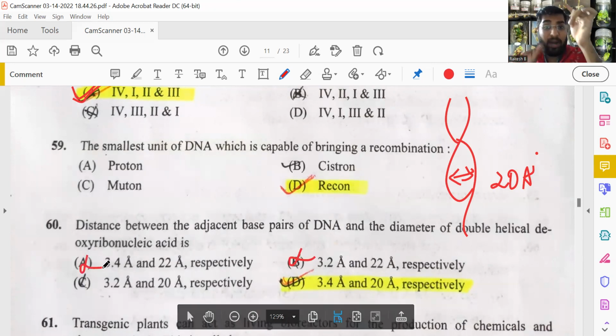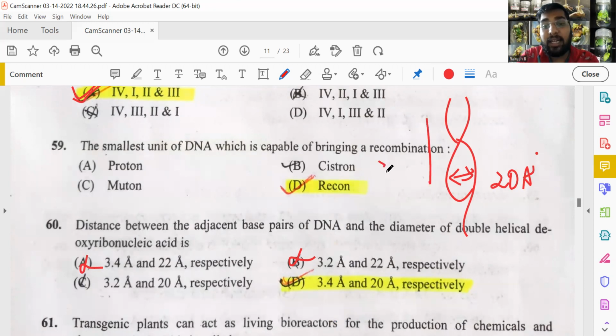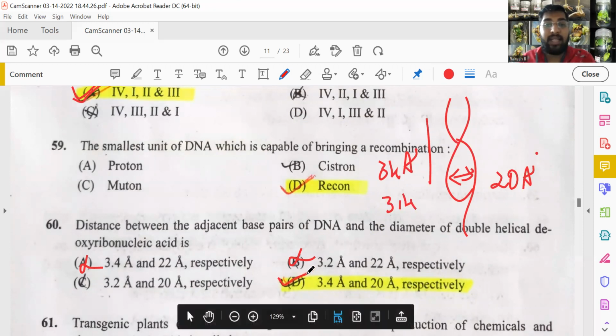The entire one turn has 34 Angstrom, and one turn has 10 bases. So 34 divided by 10, the distance between each base pair will be 3.4 Angstrom. So the answer is option D, 3.4 Angstrom and 20 Angstrom respectively.